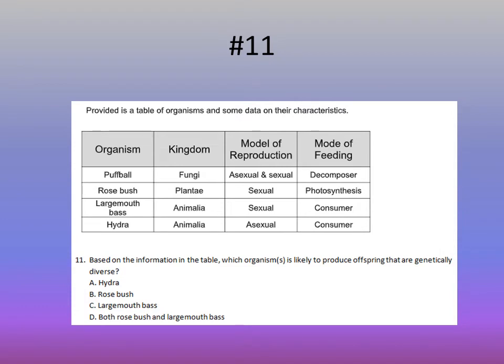Number 11. Provided is a table of organisms and some data on their characteristics. Based on the information in the table, which organism is likely to produce offspring that are genetically diverse? A. Hydra. B. Rosebush. C. Largemouth bass. D. Both rosebush and largemouth bass.